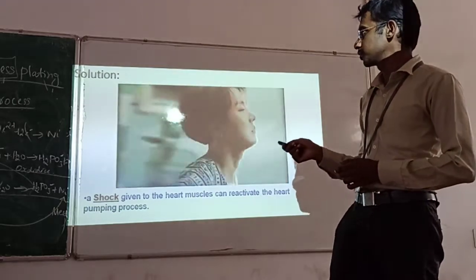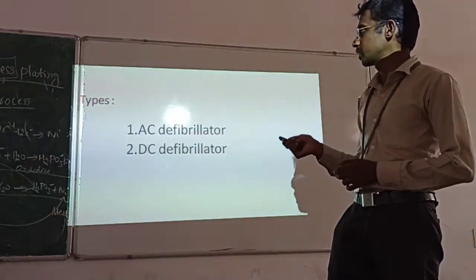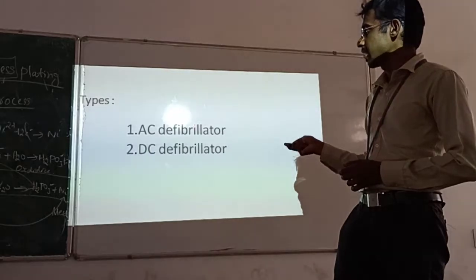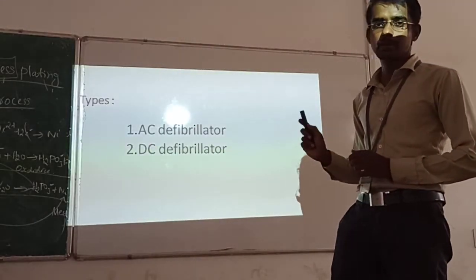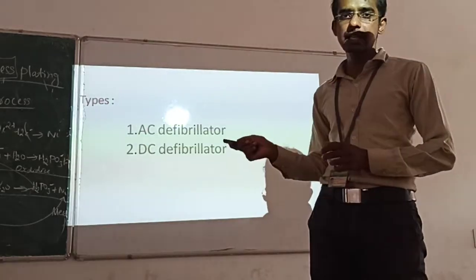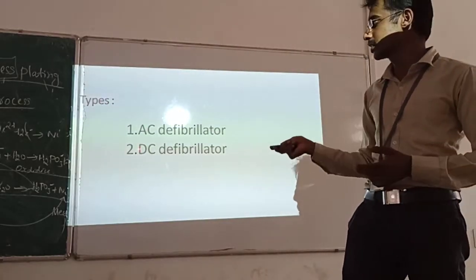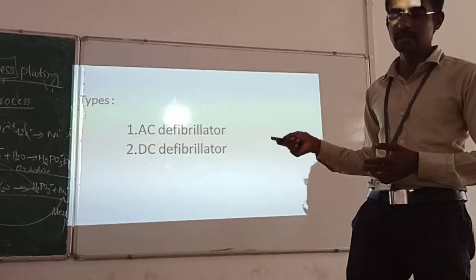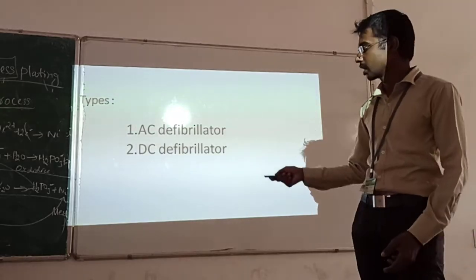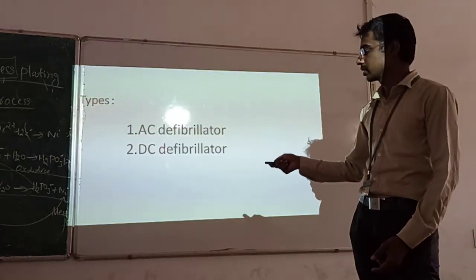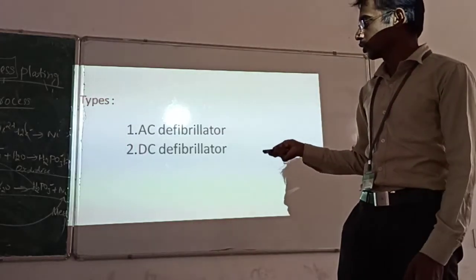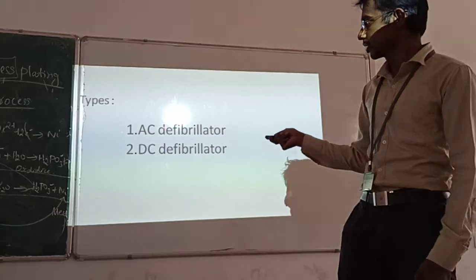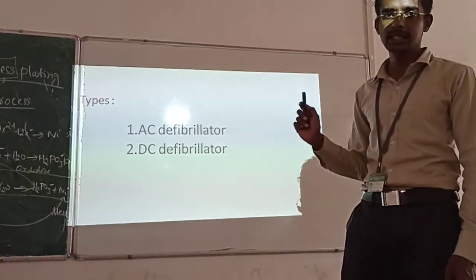Today we will see one of the types. The other one is the DC defibrillator. AC and DC, you know it, right? AC means alternating current is given through these electrodes to provide the shock. DC means direct current is given to the body through the electrodes to give a shock. In this session we'll see only the AC defibrillator.